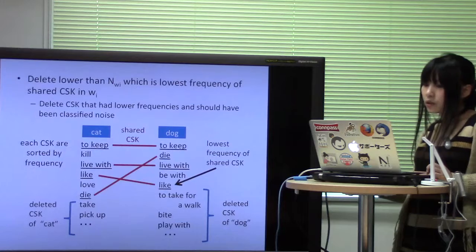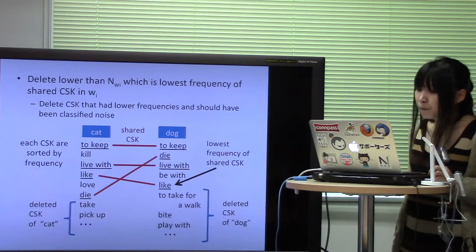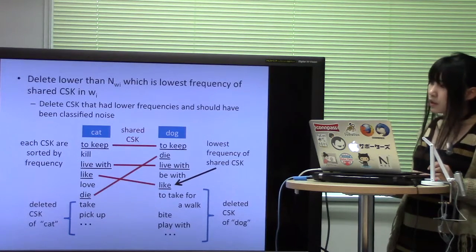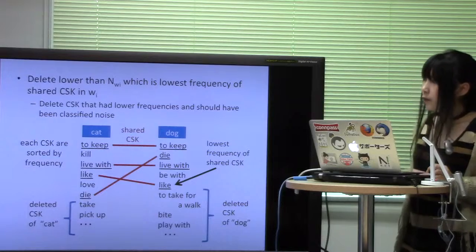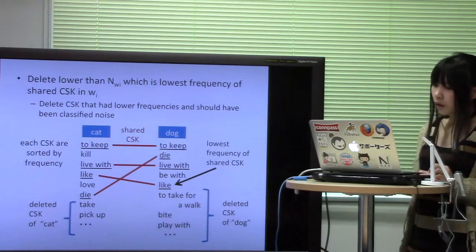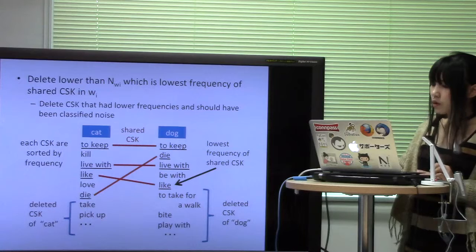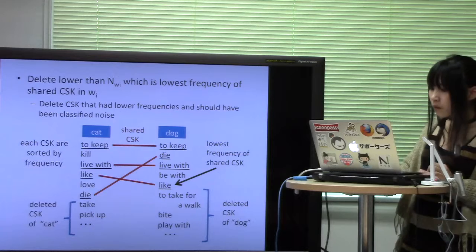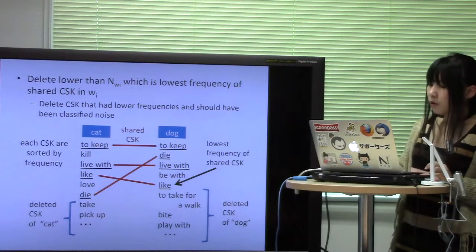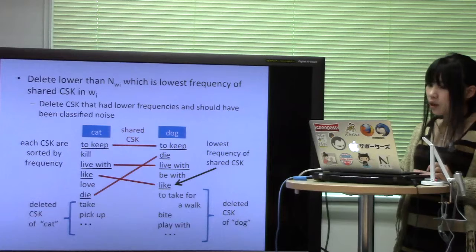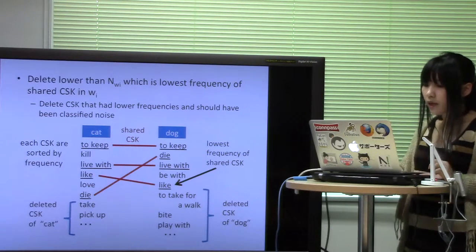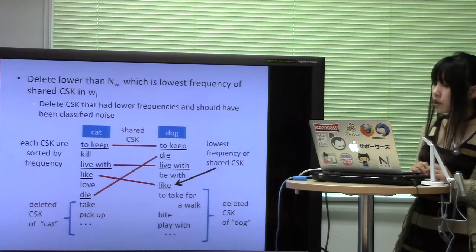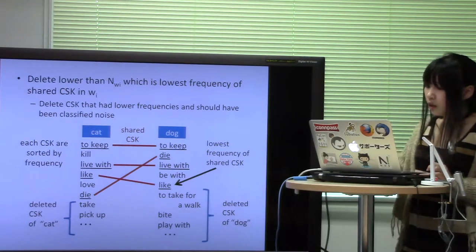We delete common sense knowledge with frequency lower than NWI. NWI is the lowest frequency of shared common sense knowledge in WI. WI means the word I. This made it possible to delete common sense knowledge that had a lower frequency and should have been classified as noise. For example, the noun pair of dog and cat shares common sense knowledge such as to keep, live with, like, and die. And die and like are the lowest frequency of shared common sense knowledge in dog and cat, respectively.